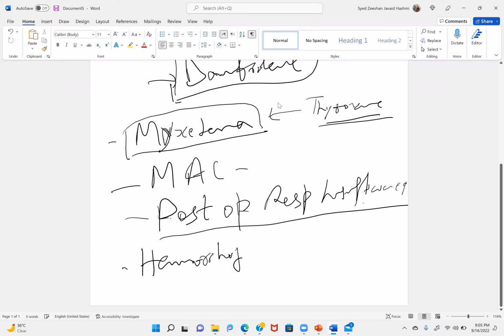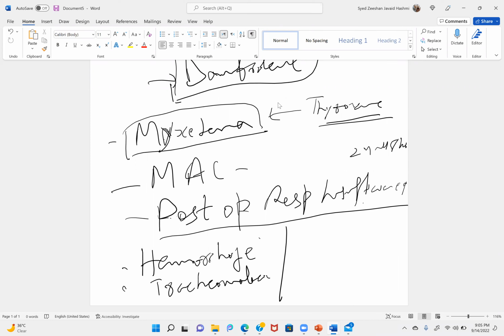Then tracheomalacia. Okay. Hypocalcemia. Hypocalcemia will not present that quickly. Okay, this will be late, after 24 to 48 hours. What else are you missing? Will you think of hemorrhage as the first cause? Residual anesthesia, yes. So there may be hypoventilation.